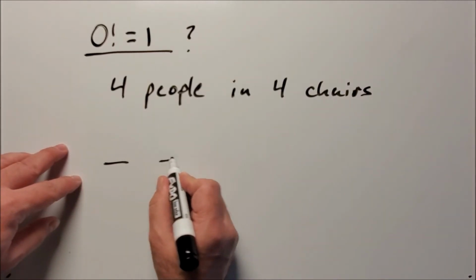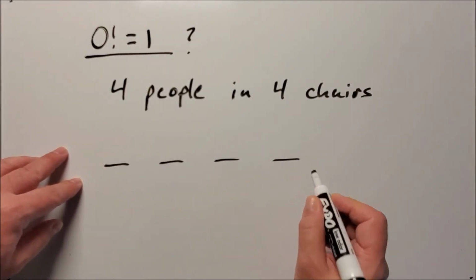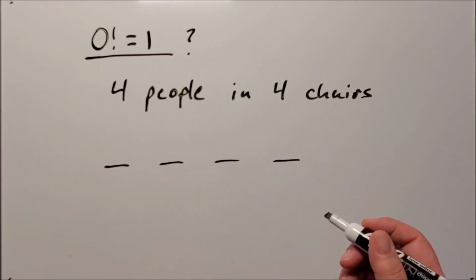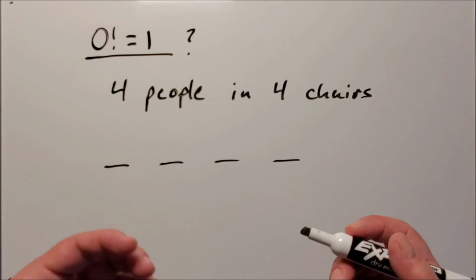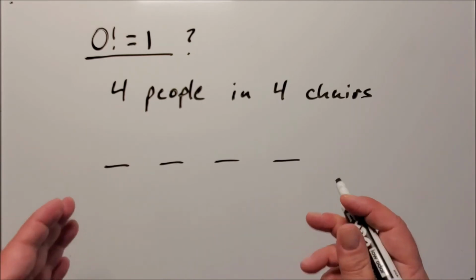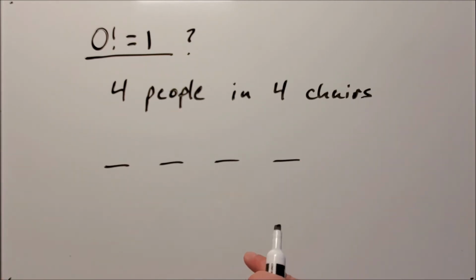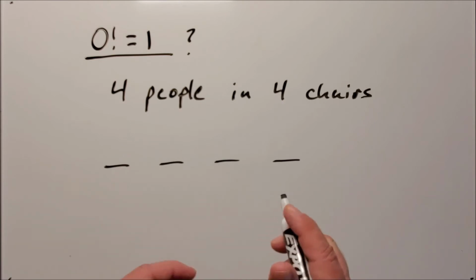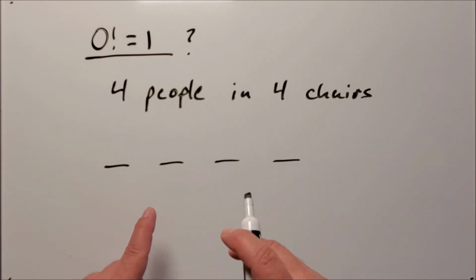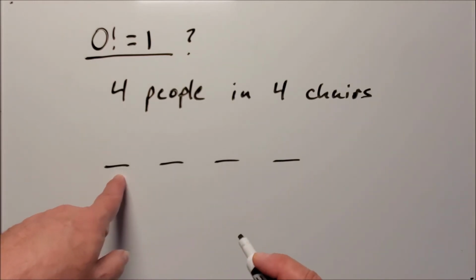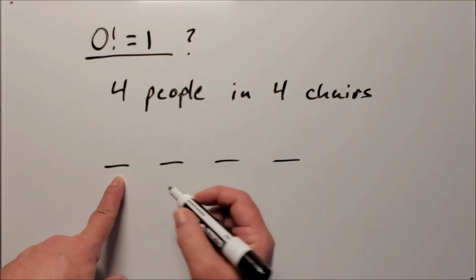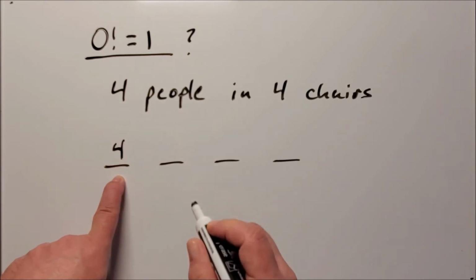These are our 4 chairs. I'm just going to make spaces right here. Those are chairs, believe it or not. So we're trying to figure out how many different ways we have to seat those 4 people in those 4 chairs. And I'm just going to start expressing the amount of choices we have per chair. We're going to seat the first person in the first chair. How many choices do we have? Well, we have 4 people for that first chair.